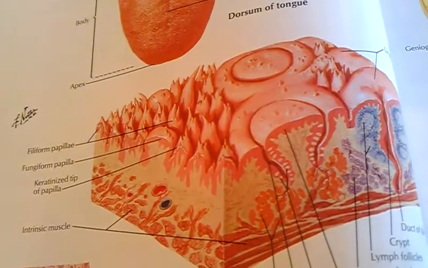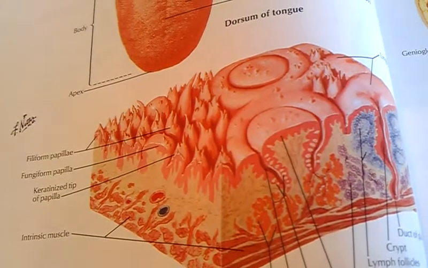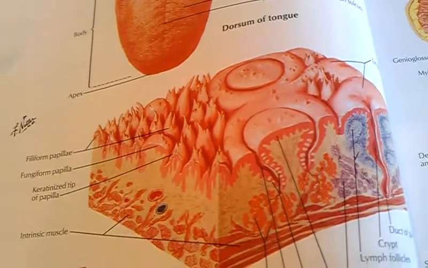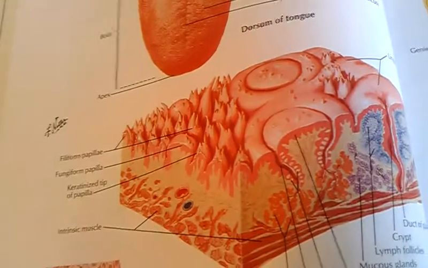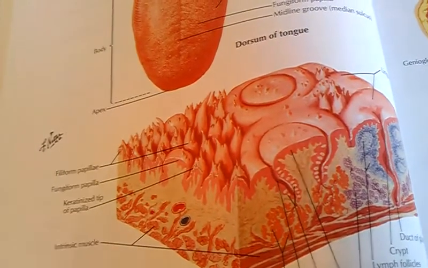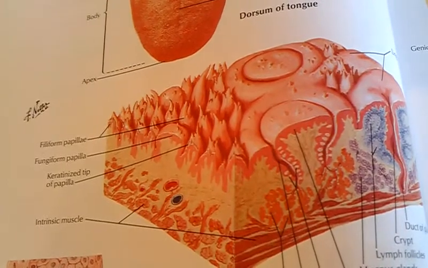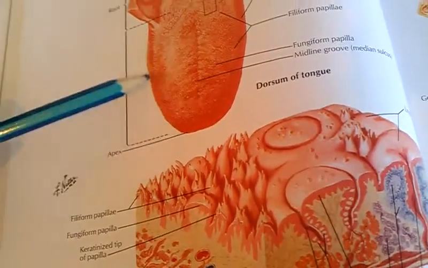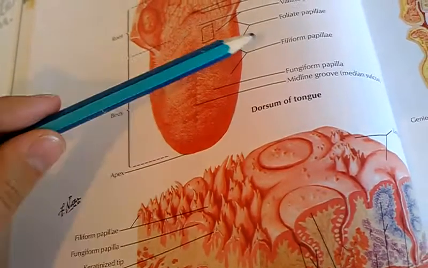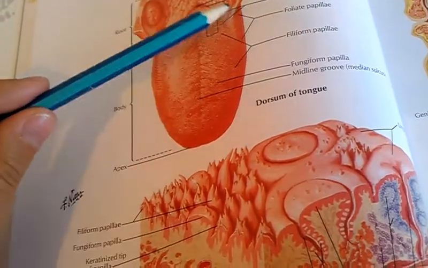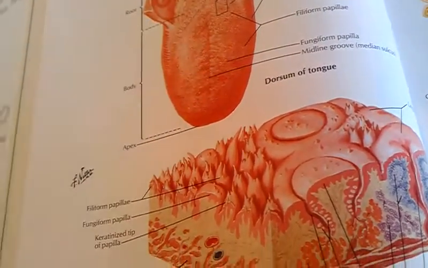Next one is foliate papillae. They are leaf-like in shape. We don't have one on this picture. And they are situated on the margins of the tongue. You can see the name foliate papillae on the margin.